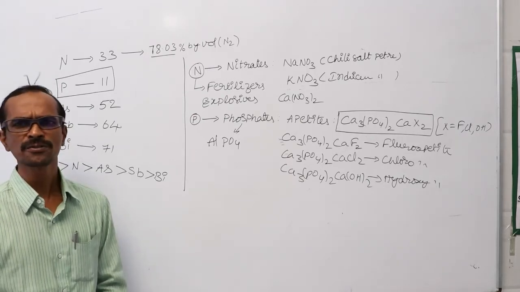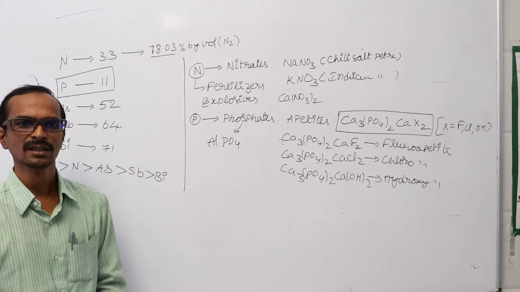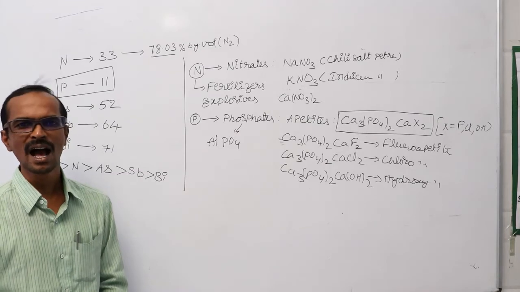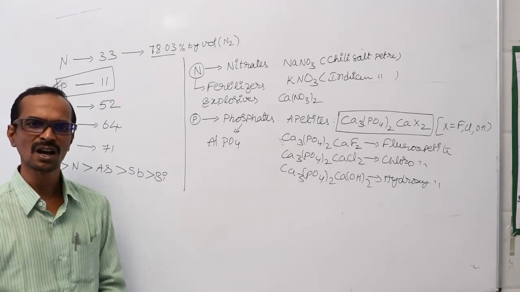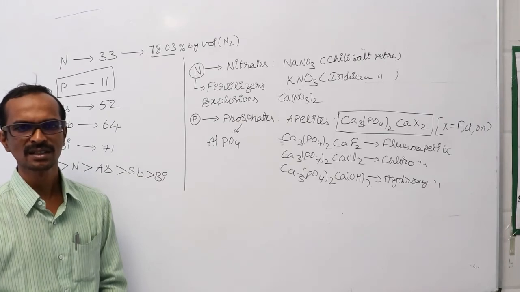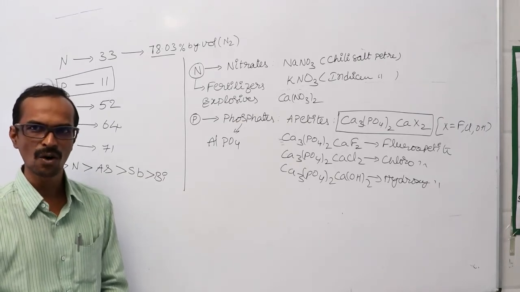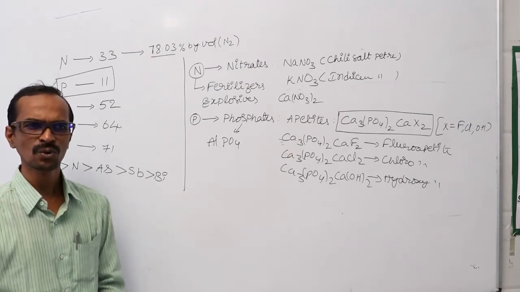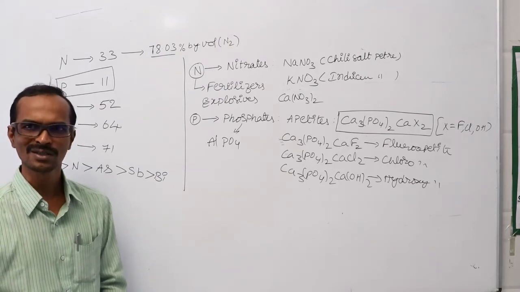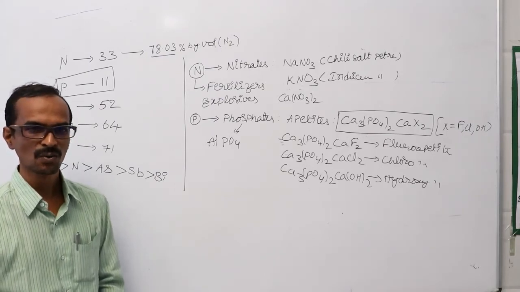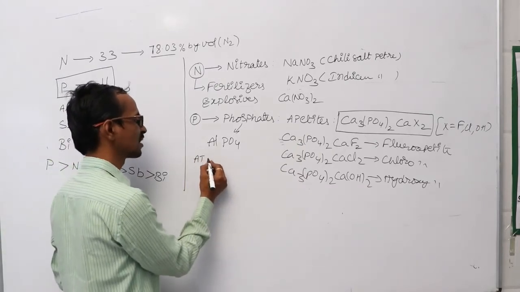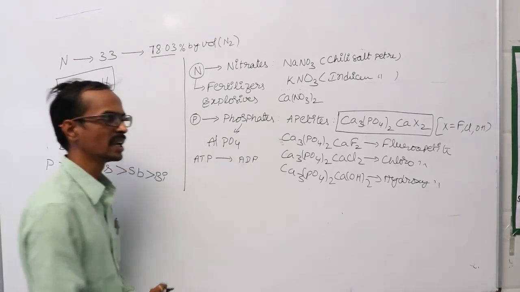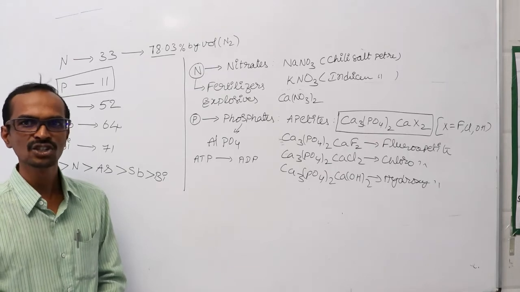What is the use of this phosphorus? Phosphorus is an essential constituent in plant and animal matter. It is present in the bones and in all the living cells. Especially in egg or milk, they have phosphoproteins. And we know in all biological systems, for the production of energy, ATP is converted into ADP. When ATP is converted into ADP, energy will be released.